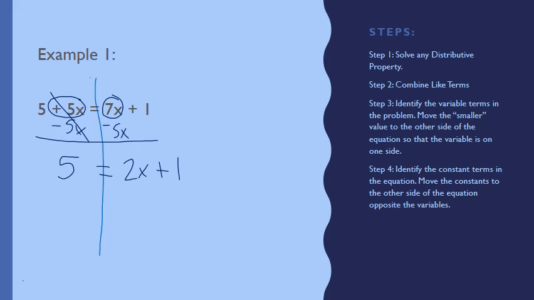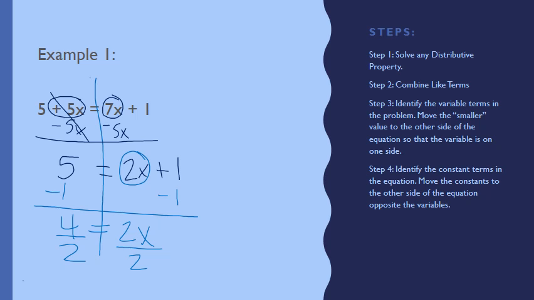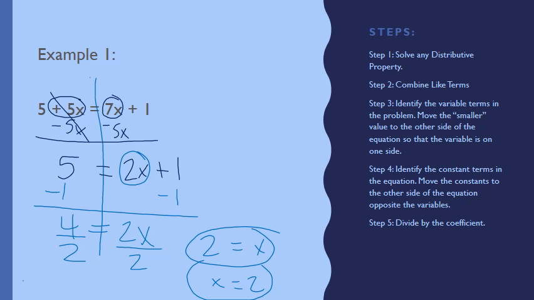So for this one, I'm going to find my variable term and subtract the 1, since the 1 is on the same side but is not part of that term. 5 minus 1 is 4. 2x plus 1 minus 1 is 2x. Divide by 2. I'm left with 4 divided by 2 is 2, and 2x divided by 2 is just x. So 2 equals x, or x equals 2. Since it's an equal sign, we can change the order. And if you have time, you can do a check by plugging back in, but we're not going to worry about that for today.